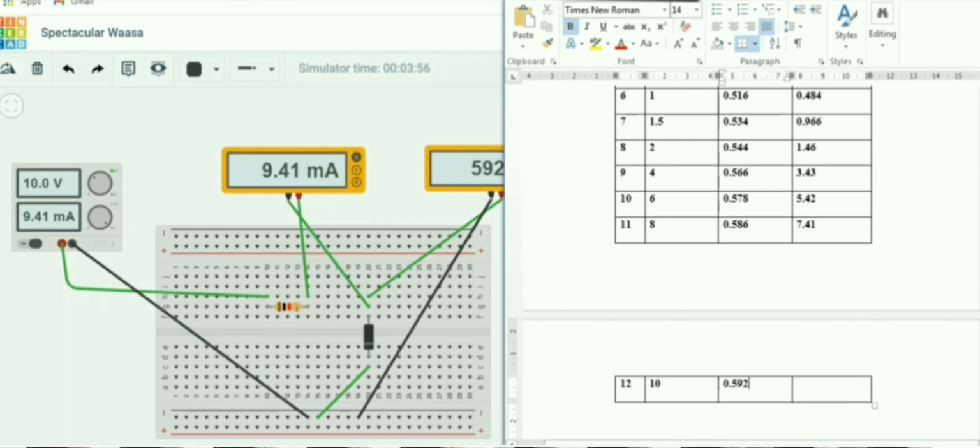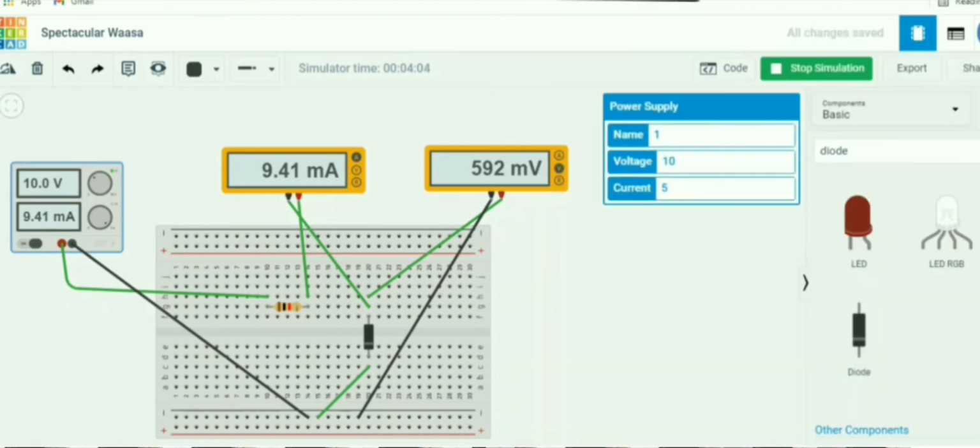That means after the knee voltage or the threshold voltage, the current flowing through the diode increases but the voltage across the diode remains constant. That is called the barrier voltage. If I change the voltage up to 15 volt, then also the voltage across the diode does not change significantly, but the current increases rapidly.